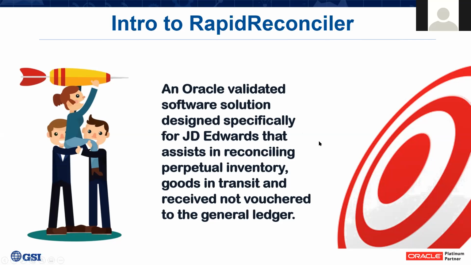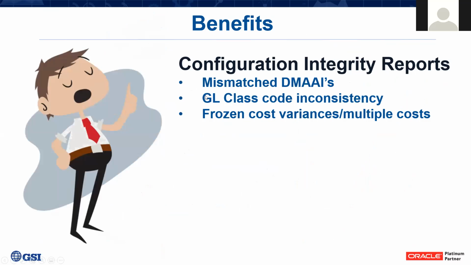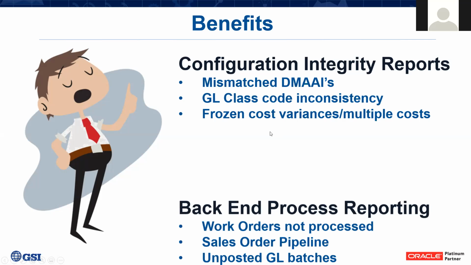So you don't need multiple reports, and you don't need a lot of the noise that comes along with a reconciliation process. So the benefits of using it, right? We have integrity reports built in that will show you those mismatched DMAIs as compared to a model table. We'll show you the different levels where your geo class codes don't match up. And if you have these frozen cost variances or multiple costs, that's all built in.